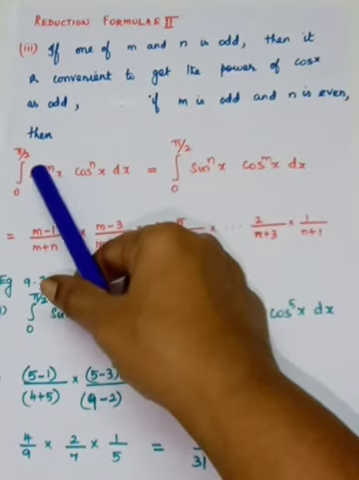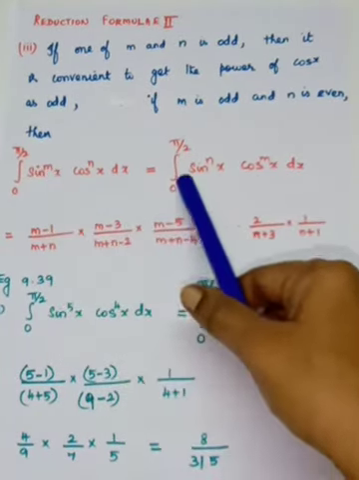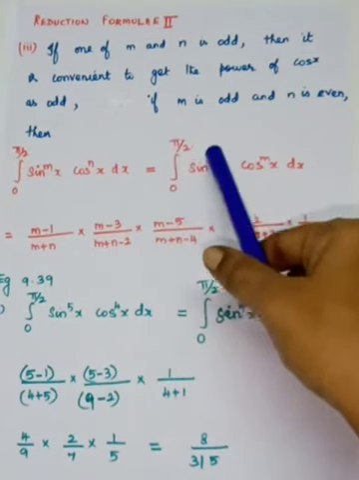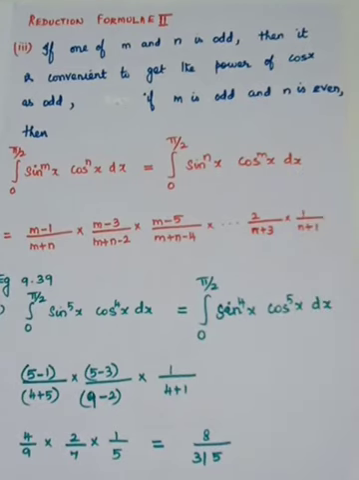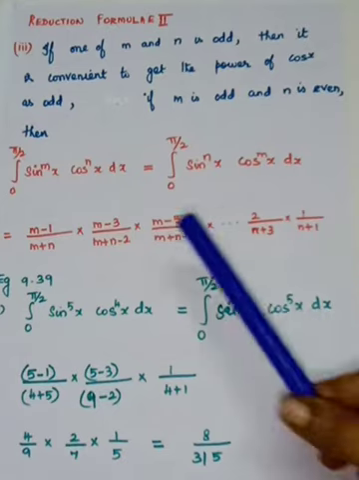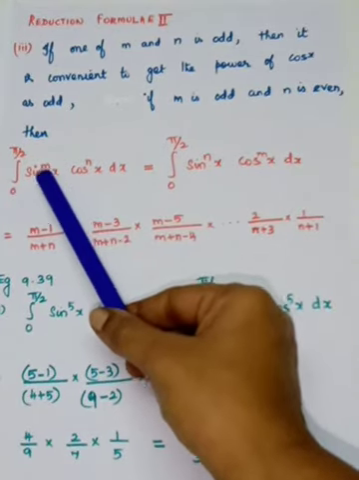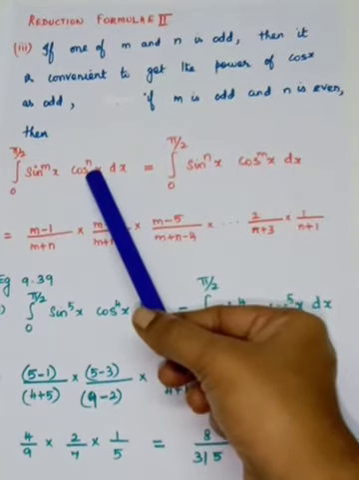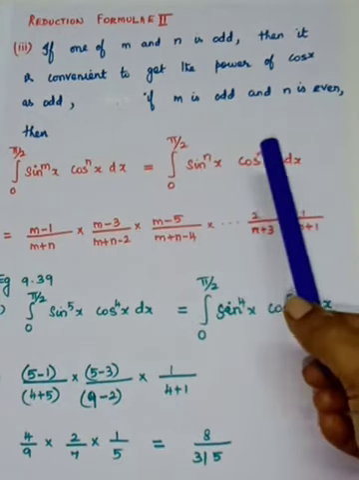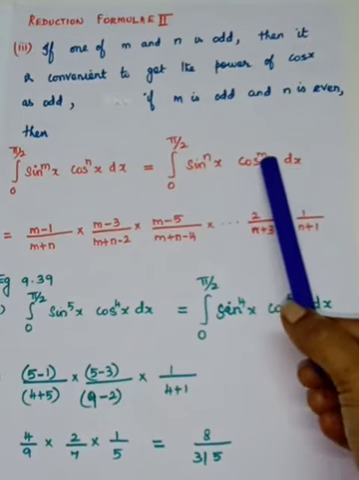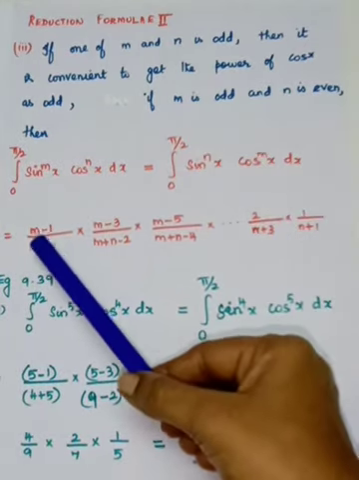Since m is odd, this can be written as integral 0 to pi by 2 sine power nx cos power mx into dx. Keep that in mind. Any one power is odd, try to bring the power of cos x to be odd. Here m is odd, so I have given it to the power of cos x. So you have to start with the power of cos x, which is m, and proceed the same way.